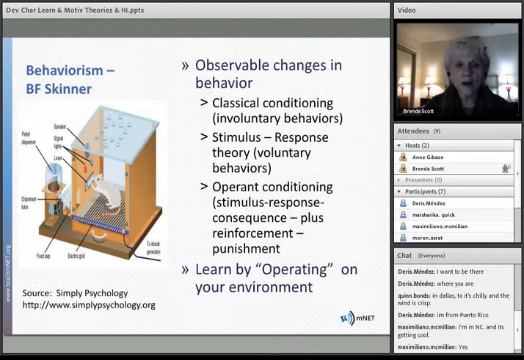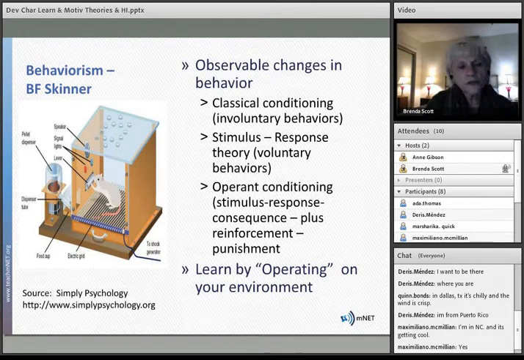Pavlov was there also with classical conditioning. That was involuntary behaviors being conditioned. And then, you know, there's all kinds of stimulus response theories, but the behaviorists didn't focus on stages or what's going on in your head, but basically what's observable, what can we see happening in the environment, and how do you operate on your environment, and then what happens when you operate on it. Do you get punished? Do you get rewarded? You know, what's going on?